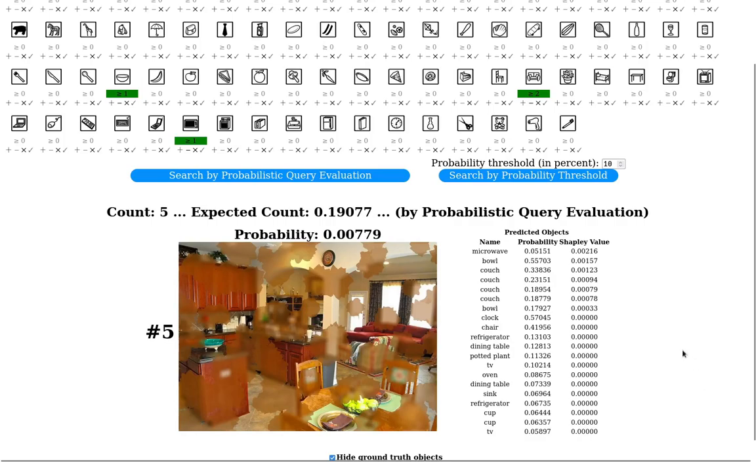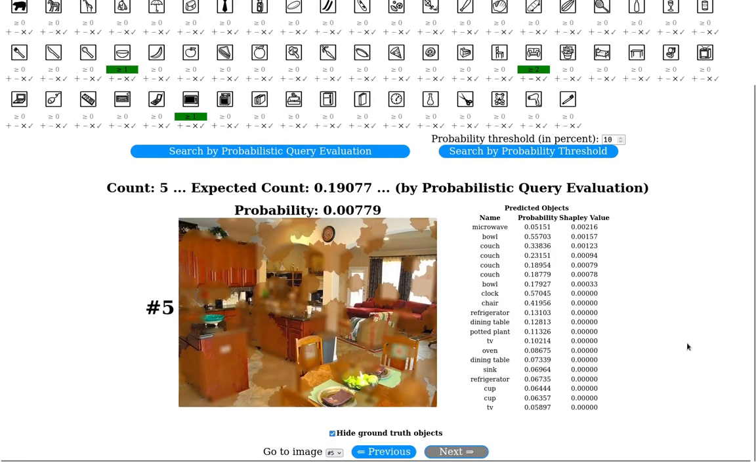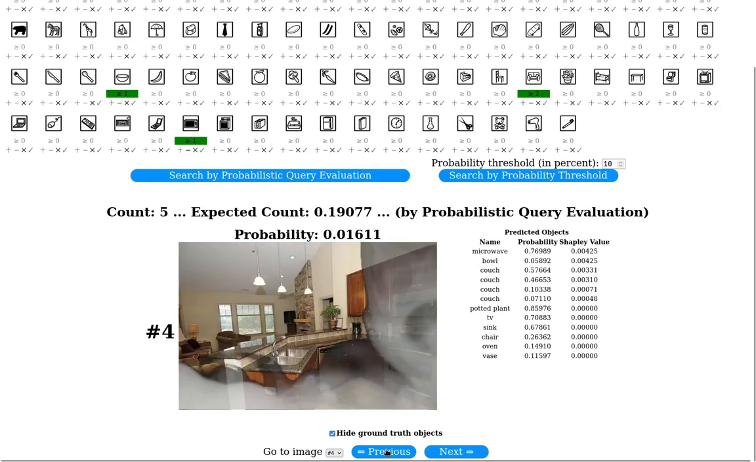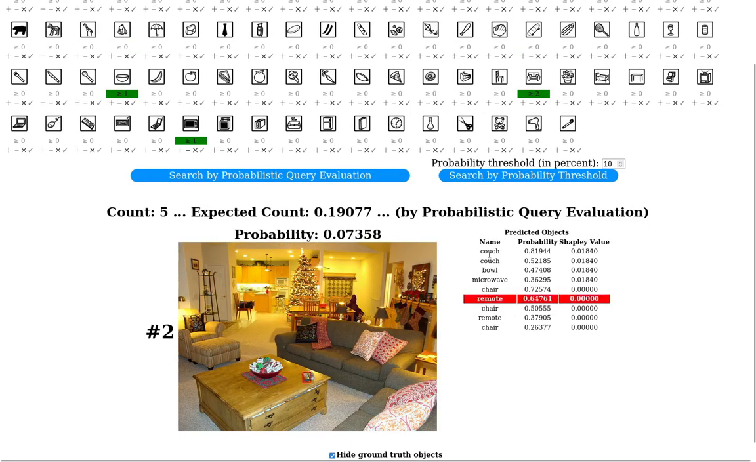If you look at the last result, there are 5 results in total. This one is actually incorrect. It predicts that there is a microwave here. If you look carefully at the image, it's actually not a microwave. So this is a wrong annotation. YOLO has a lot of trouble on this image because of the degradation on the image. Okay, but for probabilistic query evaluation, the top results are actually correct.